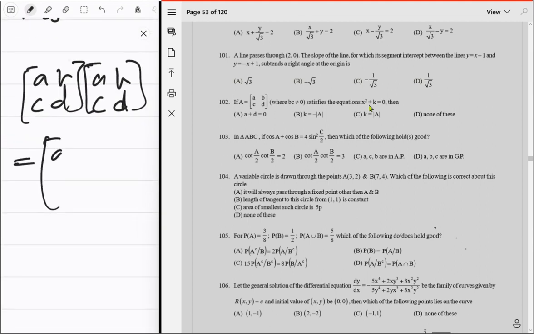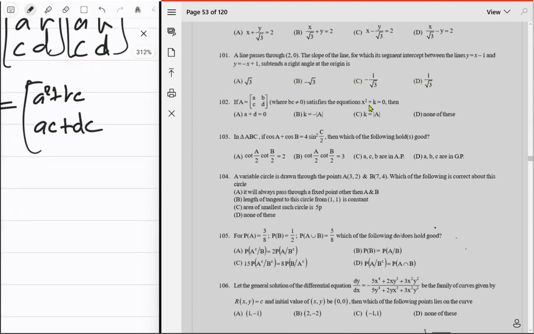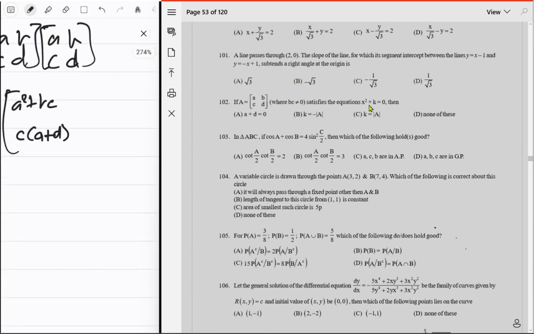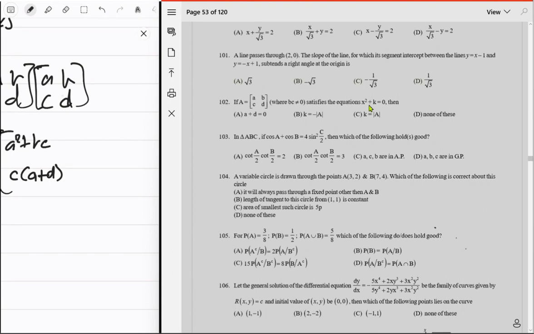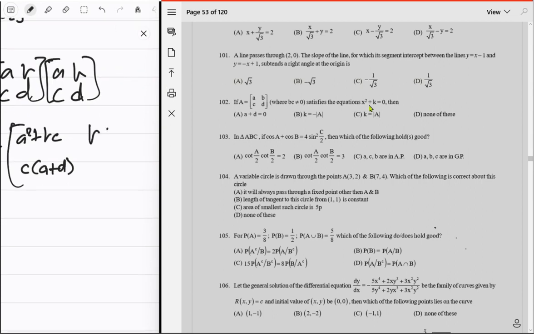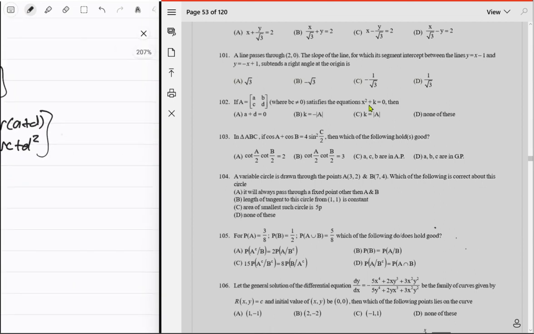Just A square plus BC, then AC plus DC. Okay, or like C times of A plus D. Who cares? Right? Because yeah, that's the thing for sure. And then this just, what was it doing here? Okay, B common will come, just A plus D. Okay, then lastly you just get DC plus D squared, and this is equal to negative k.